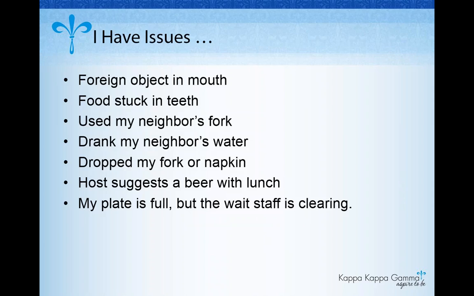Good job. So here are a couple of things you might find that you have issues with during a meal. A foreign object in your mouth. So there's an olive that you've eaten and it happens to have a pit. How do you remove that pit? You remove a foreign item the way it went in. If you ate the olive with a fork, you remove it on a fork. If you ate it with your hands, you remove it with your hands.